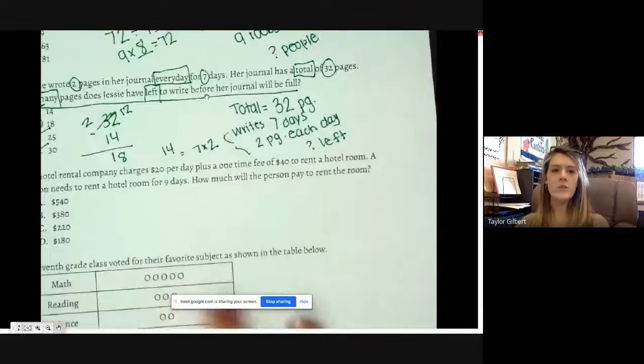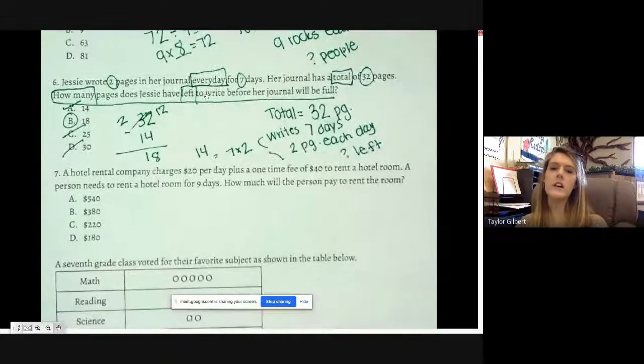There we go. A hotel rental company charges $20 per day plus a one-time fee of $40 to rent a hotel room. A person needs to rent a hotel room for 9 days. How much will the person pay to rent the room? Okay, so each day that I stay in this hotel, I have to pay $20. Okay, each day. So I stay in this day, $20, $20, $20. I do that for 9 days.